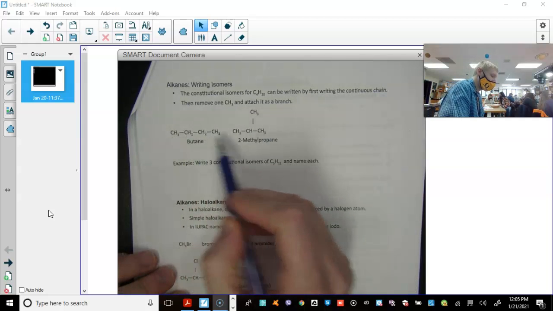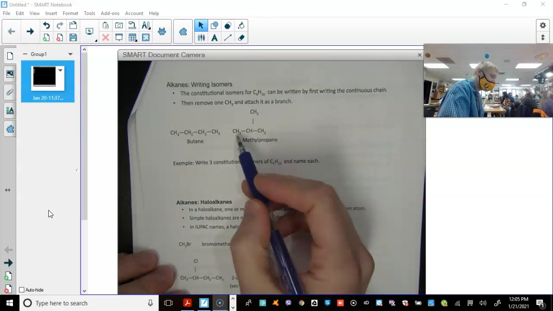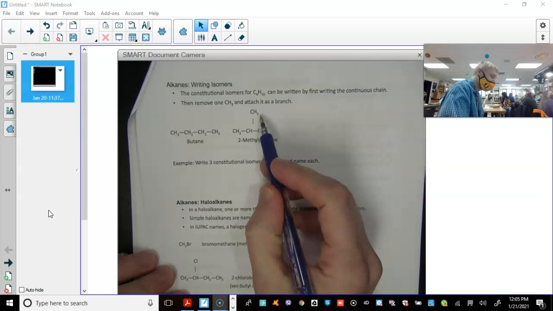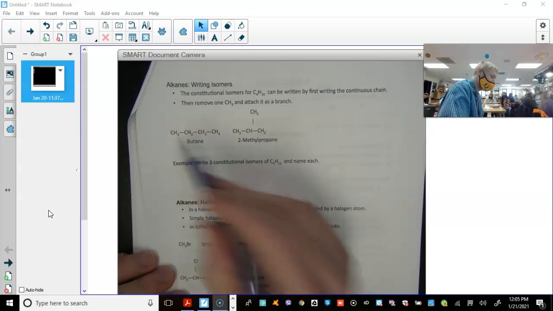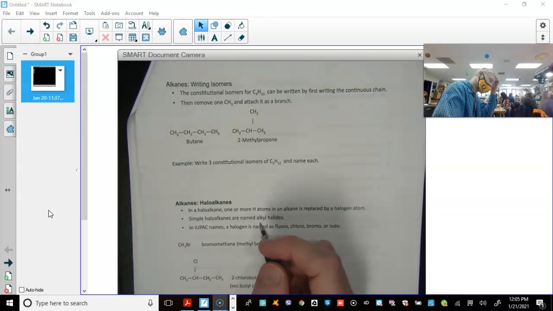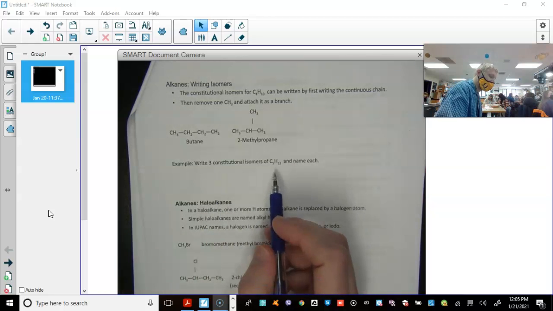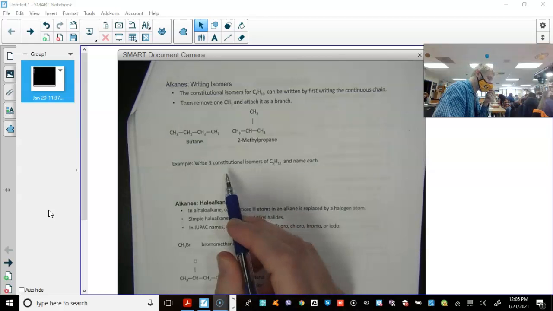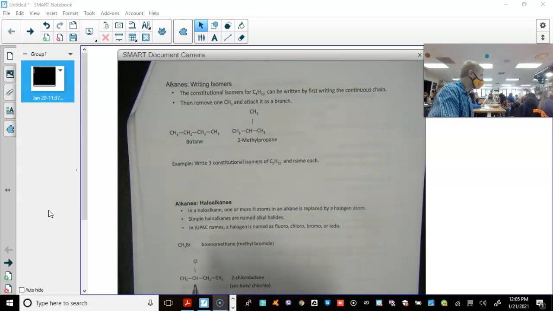1, 2, 3, 4, 1, 2, 3, 4. We got 3, 4, 5, 6, 7, 8, 9, 10. 3, 4, 5, 6, 7, 8, 9, 10. All right, I think those are the only 2 isomers that can be written for butane. So let's do another example. Let's do C5H12 and name each. Hint, there's 3 constitutional isomers.